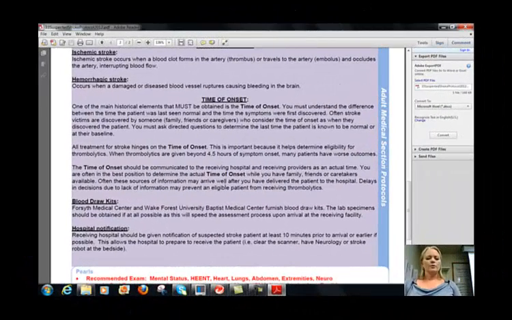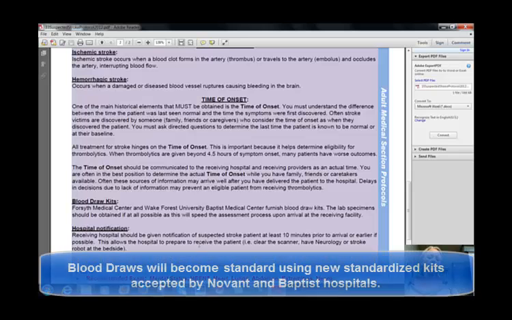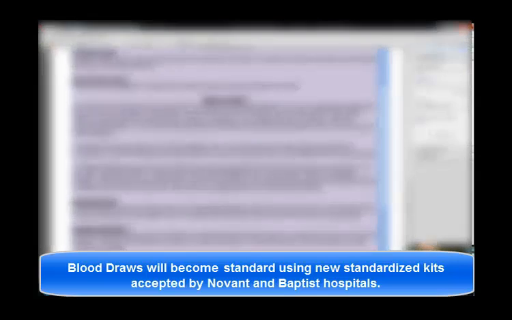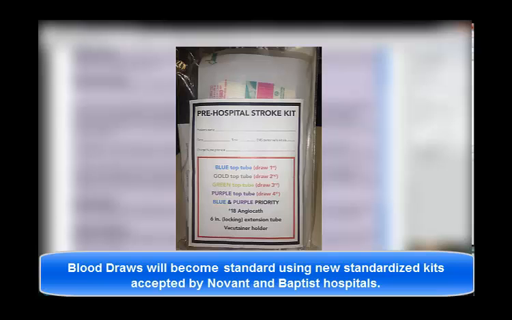So one thing with strokes now that we're going to start doing is doing blood draws. The reason why we stopped doing that is because half the time they got thrown away because the hospitals couldn't come to a consensus on what tubes to use. And so Baptist and Novant got together and decided that they would come up with one packet that everybody was happy with. Let me just pass that around.